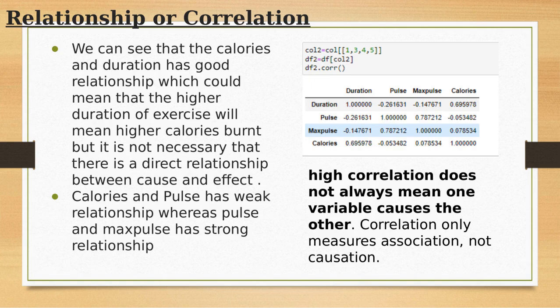For example, someone exercising for a longer time at a very slow pace may burn fewer calories than someone exercising intensely for a shorter period. Correlation simply tells us that the two variables tend to move together. Relationship between pulse and max pulse.